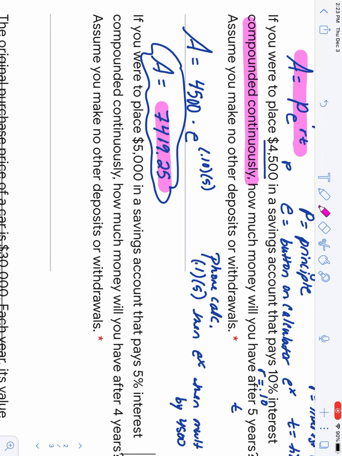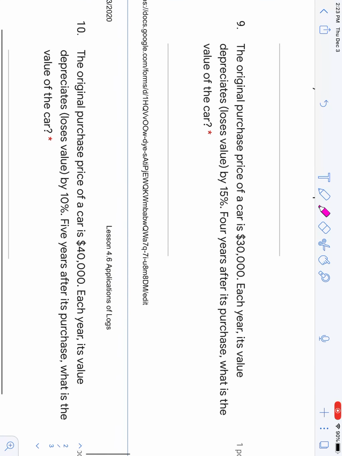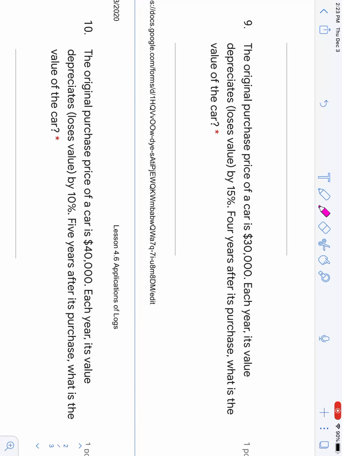You're going to try the next one on your own. And then we're going to move on to number 9. Well, on my paper, it's 9. So the next one says that the original purchase price of a car is $30,000. Each year, its value depreciates by 15%. 4 years after its purchase, what is the value of the car?